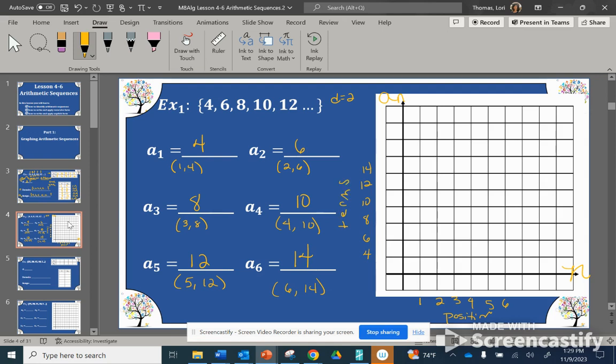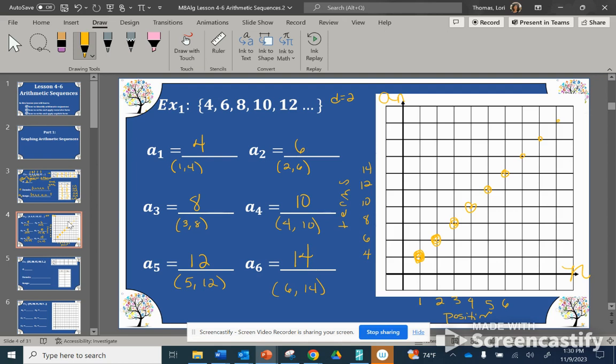So my first number is 4. My second number is 6. My third number is 8. My fourth number in the sequence is 10. My fifth number is 12. And my sixth number is 14. And we could continue. So let's notice a few things.